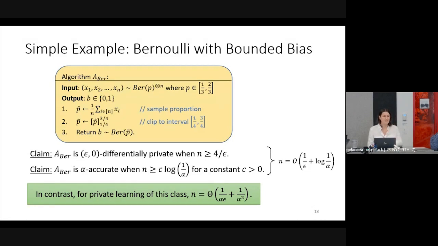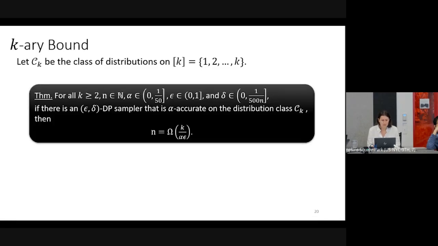Okay, but that's just a simple example. I want to get to the main result, which is proving this k-ary lower bound on k items. Let C sub k be the class of distributions on 1 through k. The lower bound from this paper says that n, the number of input samples, has to be at least k over alpha epsilon for any private sampler to be alpha accurate.